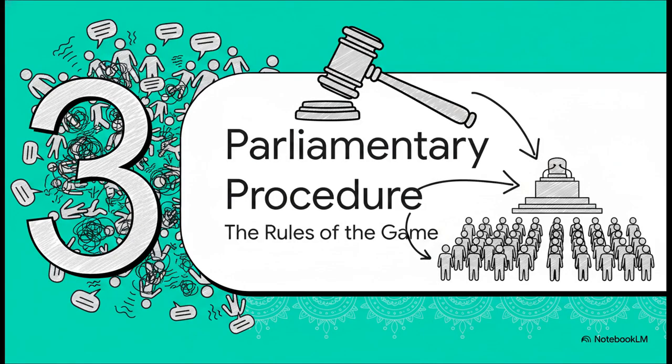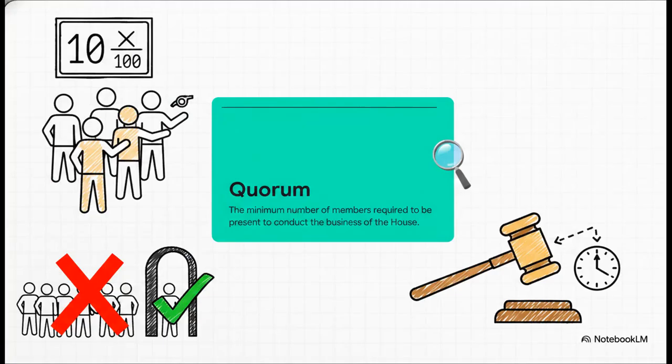Section 3. Rules of Parliamentary Procedure, the rules of the game. Once the members are in, the very first operational rule is the quorum. Think of it like a sports match. You need a minimum number of players on the field to officially start the game. For the Lok Sabha, it's 1/10 of the total membership. Without that minimum present, the House simply stalls. The Speaker literally has to adjourn or suspend the meeting until enough members show up.